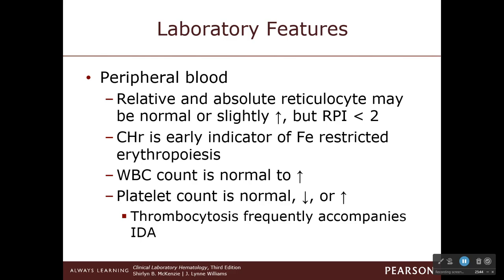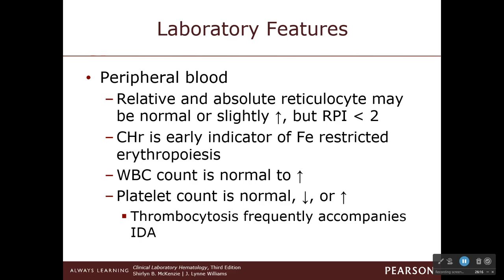WBC count is normal to increased. The reason it would be increased is just because of kind of weird stuff happening in your body that triggers the white cells to activate. Okay, platelet count is normal, can be increased or decreased, so we don't ever even look at it. But thrombocytosis frequently accompanies IDA, and a lot of it's because the liver and those kind of things get disrupted as we go. Okay. All right, questions about that?